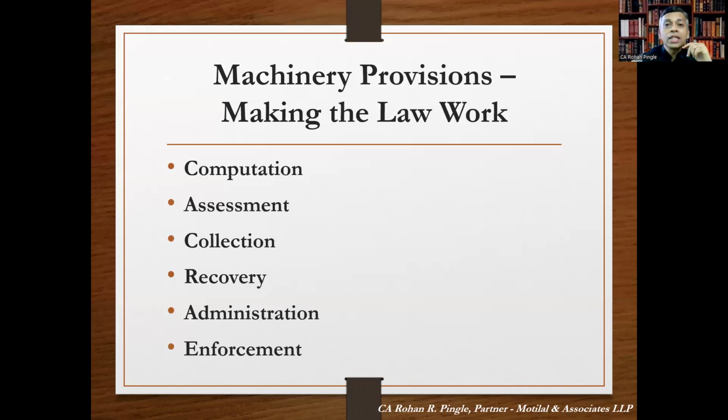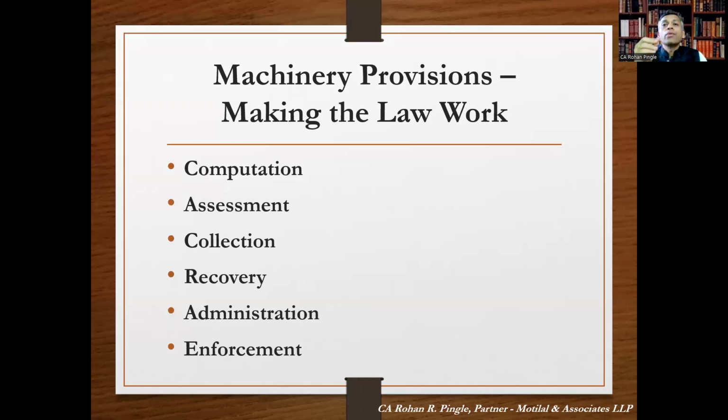Now moving further, understand machinery provisions, making the law work. The charging provision alone cannot operate. Imagine a law that simply says income shall be taxed. But immediately several questions will arise. How do we calculate income? What deductions are available? Who assesses the tax? When should returns be filed? How will tax be recovered? These answers are provided through the machinery provisions.